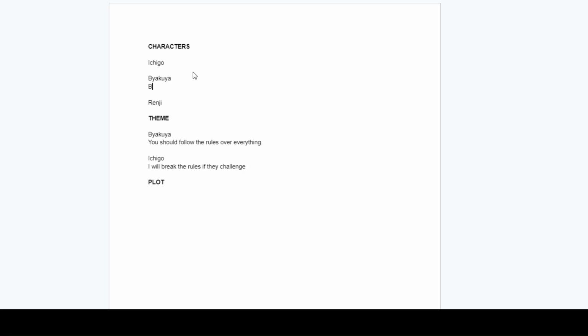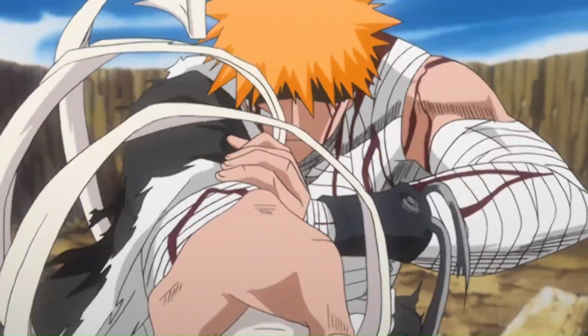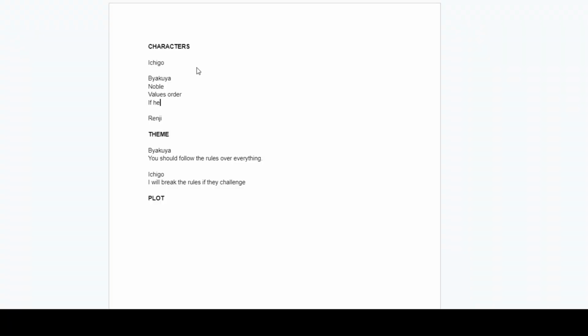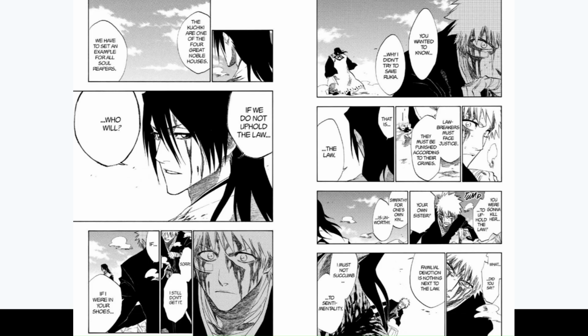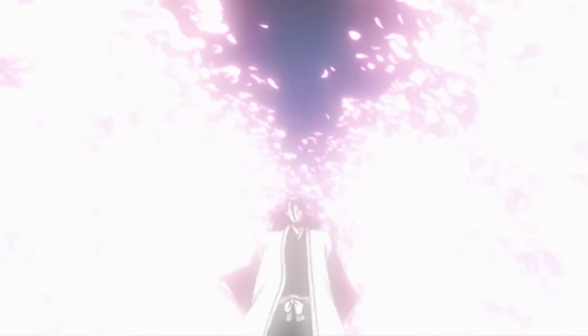And then this is connected to the characters. Byakuya's backstory is that he's part of the noble family, and he values order. And this connects to the theme because he believes that if he is from the noble family and he can't keep order and he doesn't follow the orders, what incentive does anyone else have to follow orders? Okay, he has to uphold the rules.